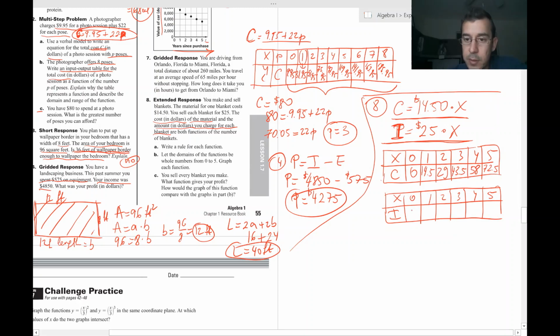When x is 0, we have 0. When x is 1, we have 25. When x is 2, we have 50. When x is 3, we have 75. When x is 4, we have 100. When x is 5, we have 125. So it says, let the domains of the functions be whole numbers from 0 to 5. Graph each function. So let's graph each function.